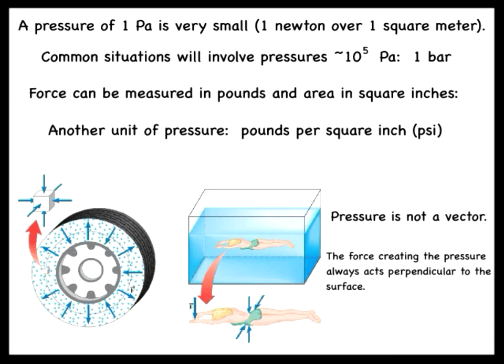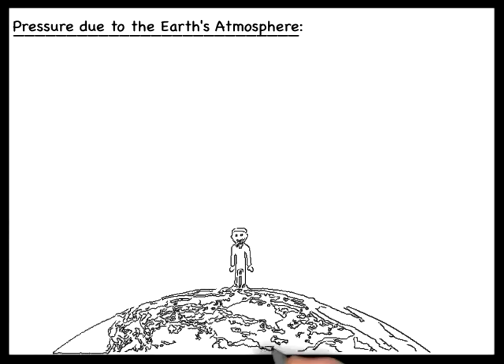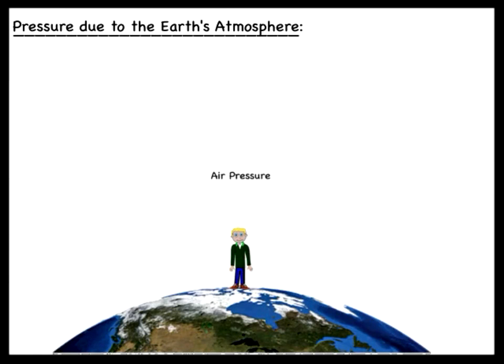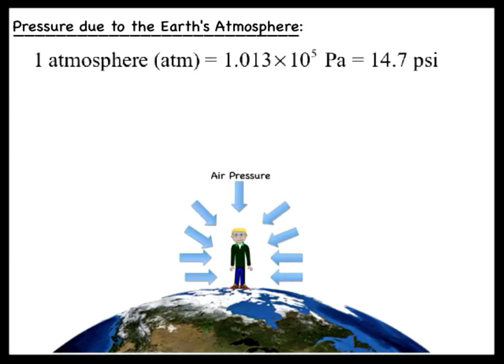As a final note in this section, we discuss the fluid in which we all live, the Earth's atmosphere. The air around the Earth is held near its surface due to Earth's gravity. This fluid applies a pressure to every object on Earth, just like the water in a swimming pool does to submerged objects. At sea level, the pressure due to the Earth's atmosphere is 1.013 times 10 to the 5th pascals, or 1 atmosphere of pressure. This is equivalent to 14.7 pounds per square inch, or 14.7 psi.